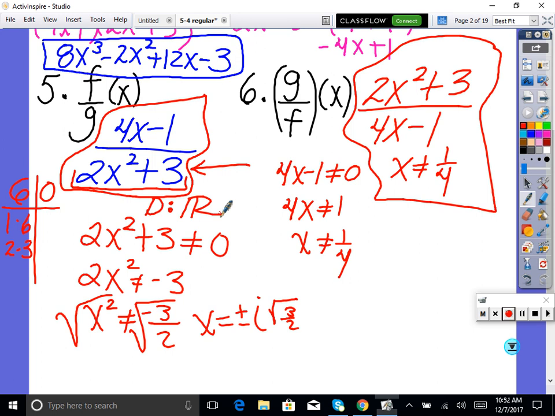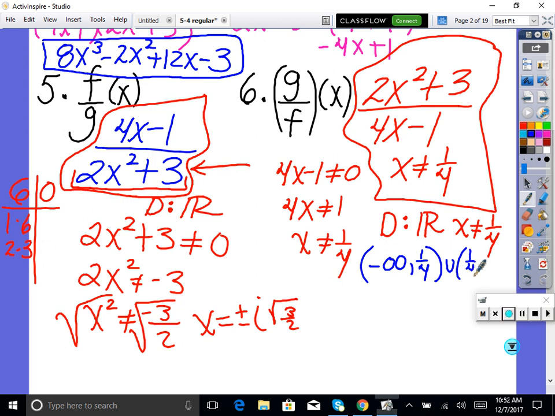But right here, we said x cannot be, now remember, domain is x. x cannot be 1/4. So let's write our domain. Our domain would be all real numbers, except x just will not be 1/4. So what's going to happen in interval notation is it's going to come in from negative infinity up to 1/4. It's going to jump over 1/4 and continue onward. Union of 1/4 to infinity, because we can plug in anything else. So if you're advanced, do that.